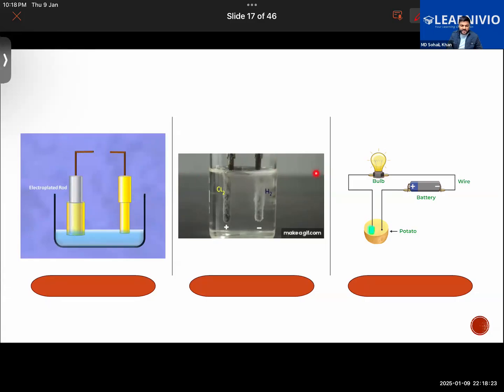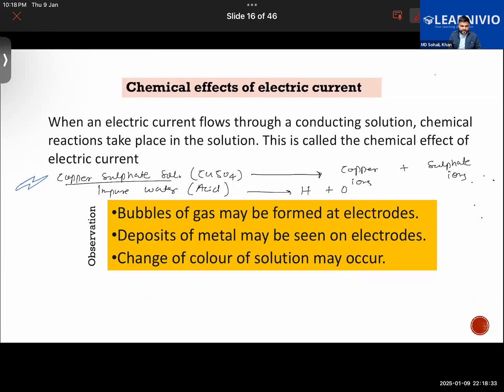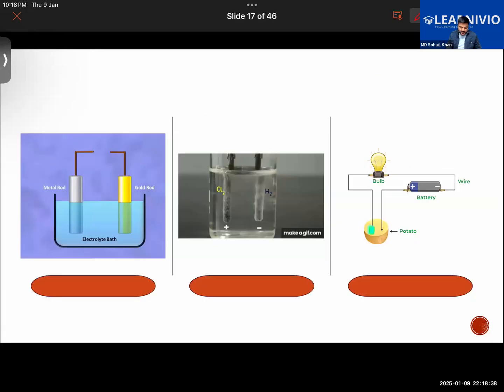Getting it, Harim, Ibrahim, and Ramis? So one observation is that there can be a deposition of metal from one rod to another, and that one we call electroplating. Getting it? So deposition of metals may be seen on the electrodes. If you look carefully, you will observe how metals are depositing from one rod to another. Observe this one. Earlier, this rod was not electroplated. It didn't have any coating of gold on it. But due to passage of electric current, the gold is getting deposited on this.